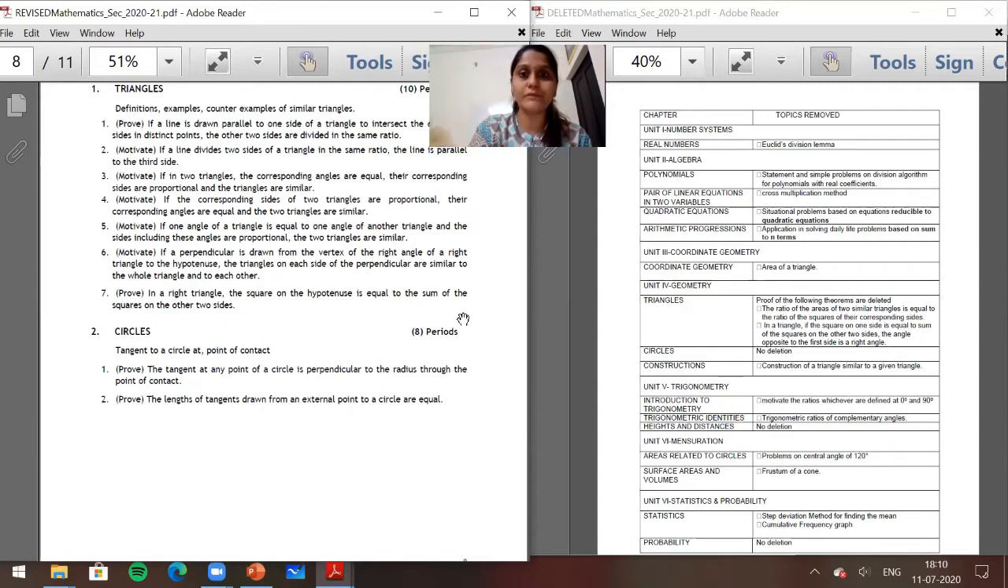If you observe the 1920 syllabus PDF, 9 theorems were there. Now, in the new reduced syllabus, we only have 7 theorems. Which theorems are removed? These theorems are removed. So the theorem based on areas of 2 similar triangles, which was supposed to be one of the most important theorems.